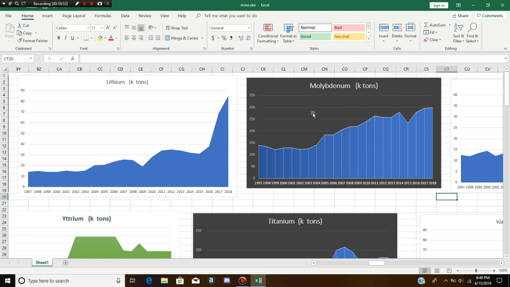And we have molybdenum, measured in 1,000 tons, up at about 300,000 tons a year now. Molybdenum is used in a lot of various alloys. It's more commonly used to add heat resistance to metals and to raise the melting temperature of various alloys, which is why one of the main consumers is in aircraft engines and also in regular internal combustion engines.